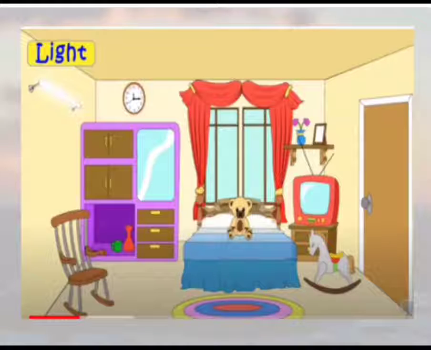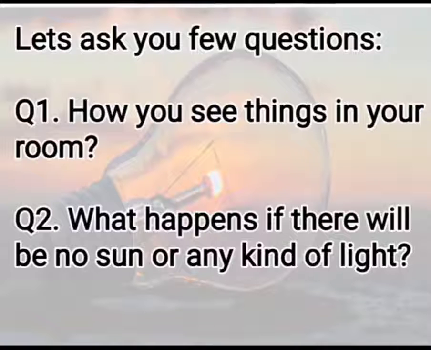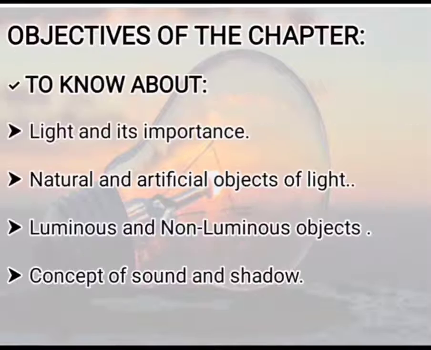So after discussing all this, I have two questions in our mind. How do you see things in your room? And the second question is, what happens if there will be no sun or any kind of light? To answer these questions, we will be reading chapter number 19, Light and Sound. Let's talk about the objectives of the chapter. First, we will know about light and its importance, natural and artificial sources of light, luminous and non-luminous objects, and we will study the concept of sound and shadow.